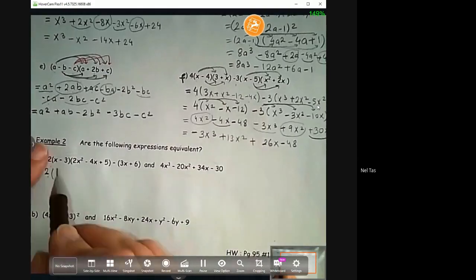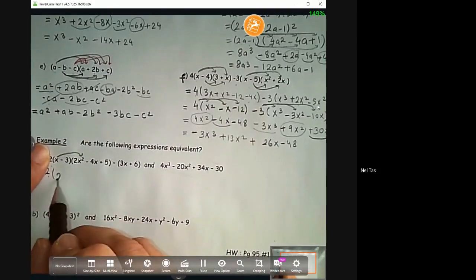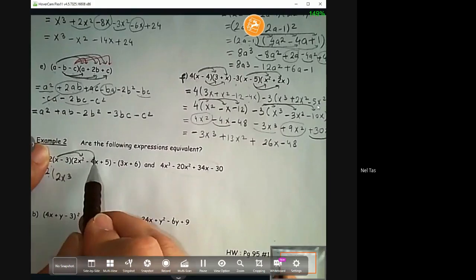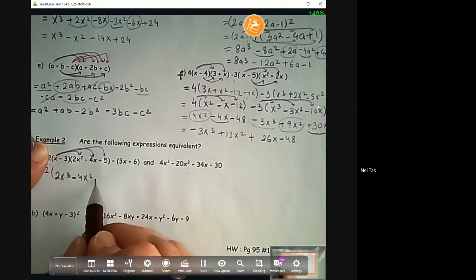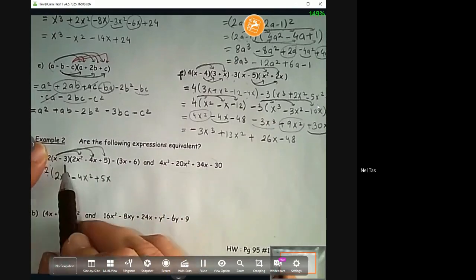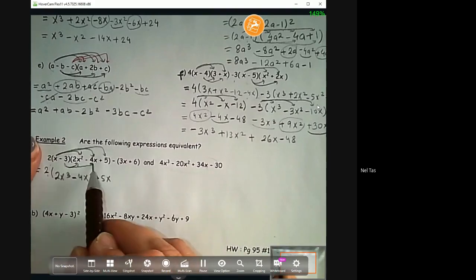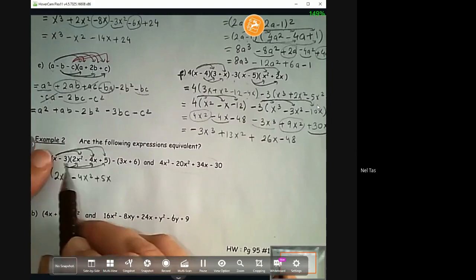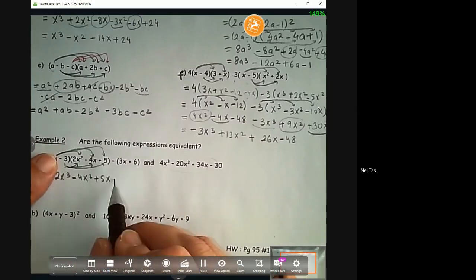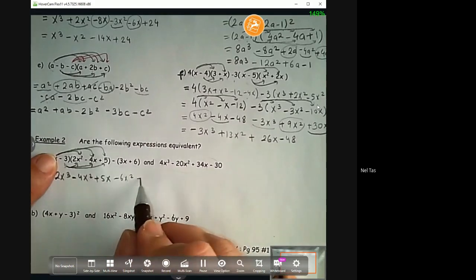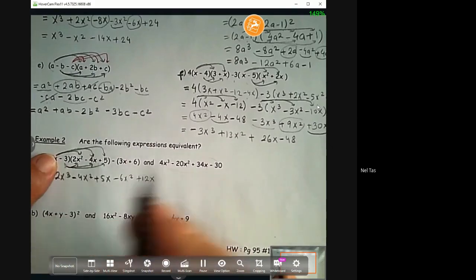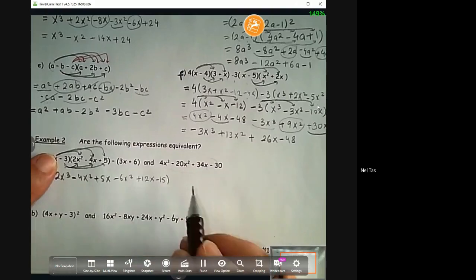did here. Okay, so x times 2x squared, 2x cubed, x times negative 4x, negative 4x squared, x times 5, 5x. Now take the second term from the first bracket. Again, multiply everything in the second bracket by that. So negative 3 times 2x squared, negative 6x squared, negative 3 times negative 4x, positive 12x, negative 3 times 5 gives you minus 15.